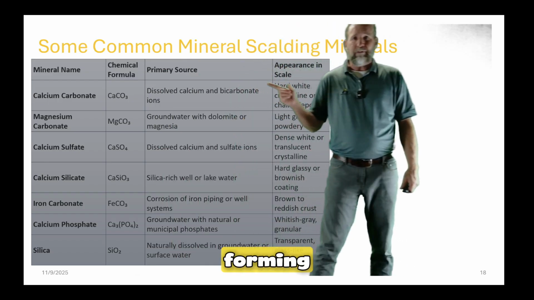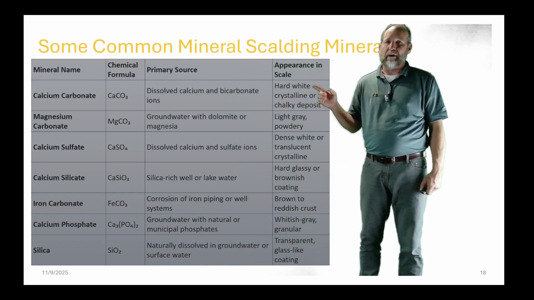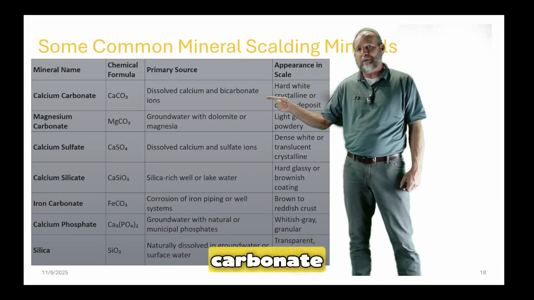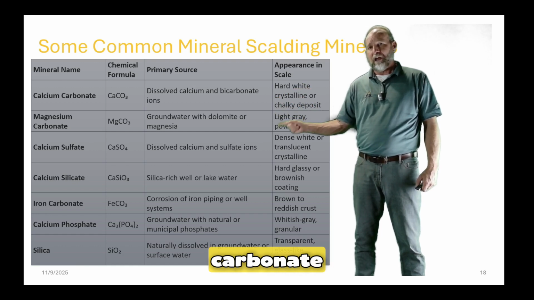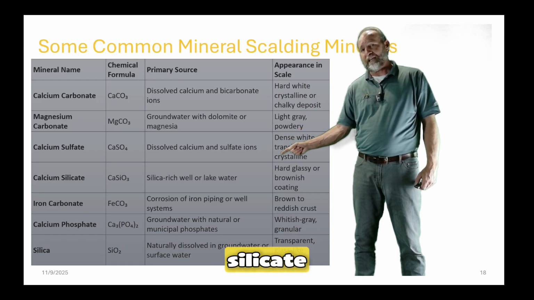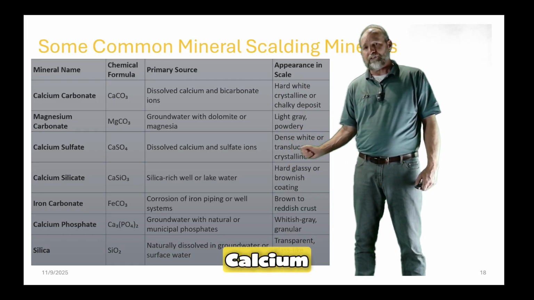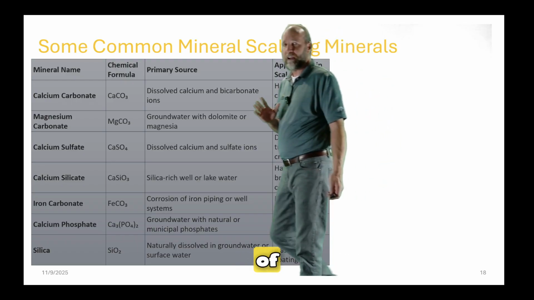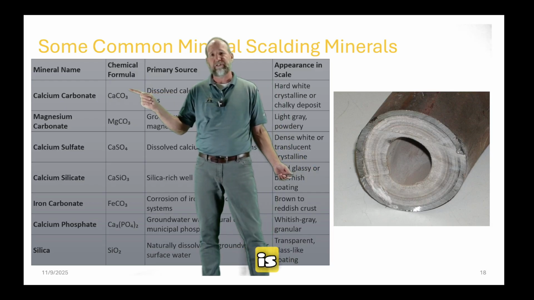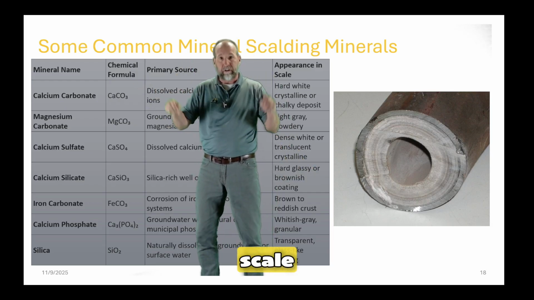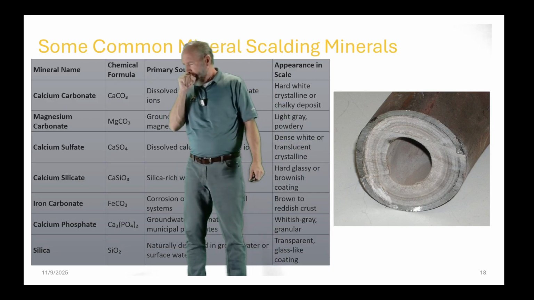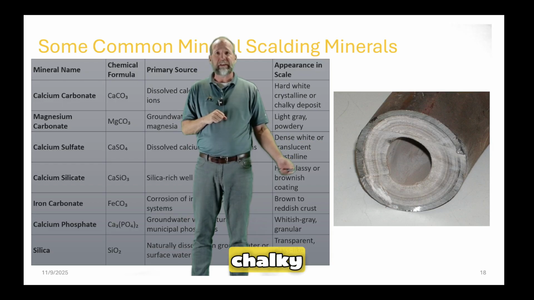So some common forming mineral scale minerals, we talked about them, but as they scale out, this is what they're known as: calcium carbonate, magnesium carbonate, calcium sulfate, calcium silicate, iron carbonate, calcium phosphate, and silica. And I'll show you a little bit of what these look like. So here's our traditional calcium carbonate. This is pretty much the typical lime scale, if you will, that we see in pipes. It's typically white, crystalline, chalky type of deposits.